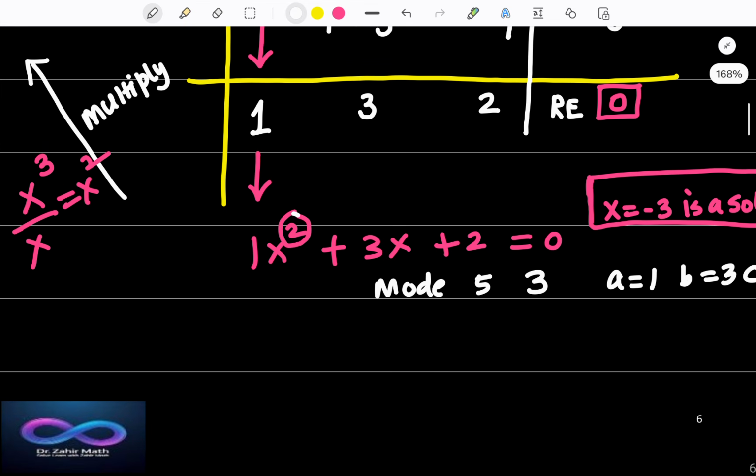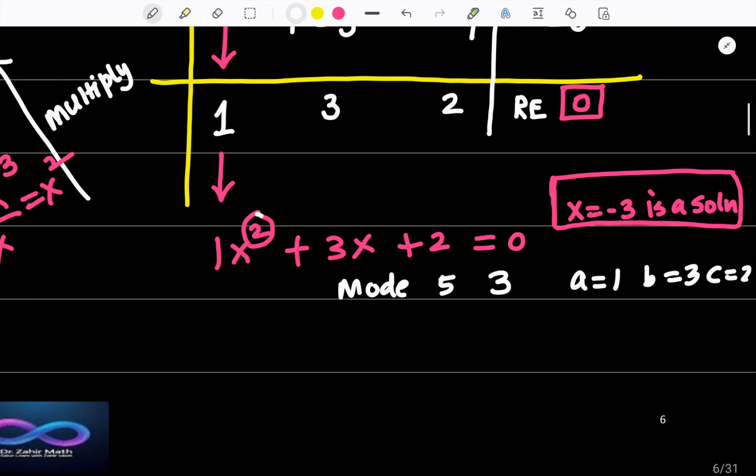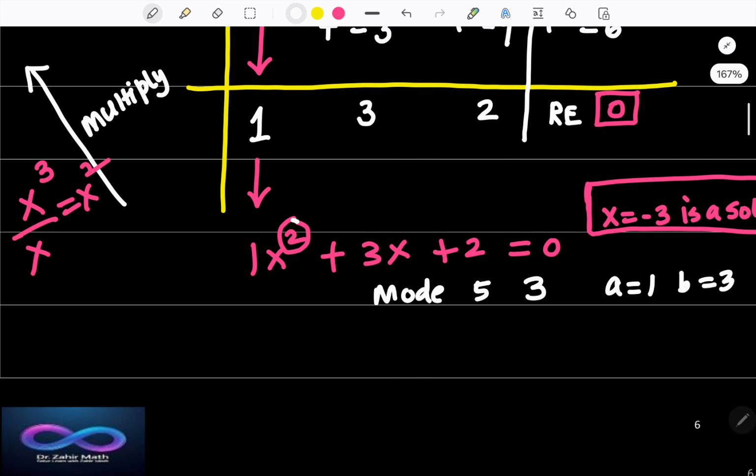Okay, so it is going down. Let me write C here. C is equal to 2. So let me write here. Yes, C is equal to 2. Right. Put in the calculator. You will get the answer.